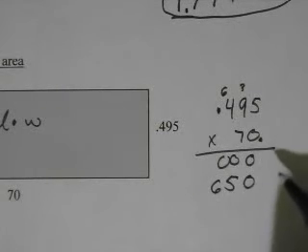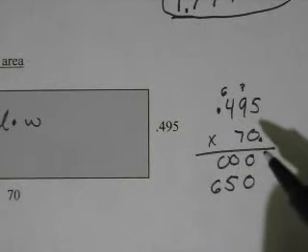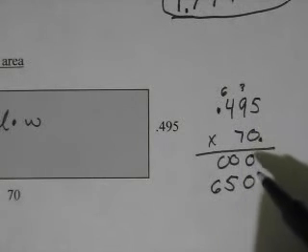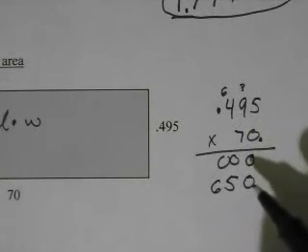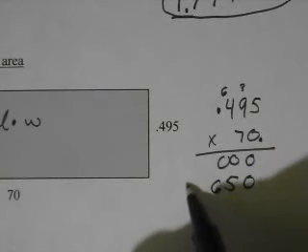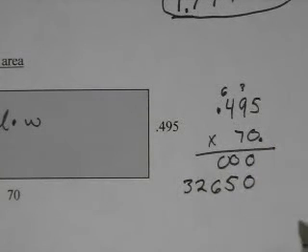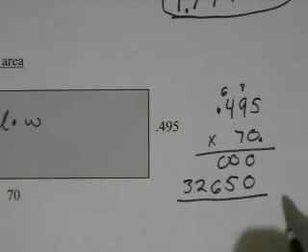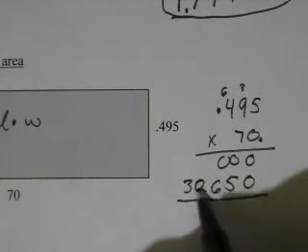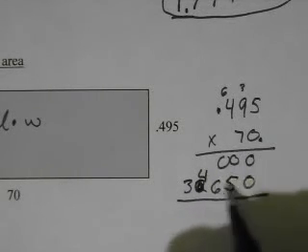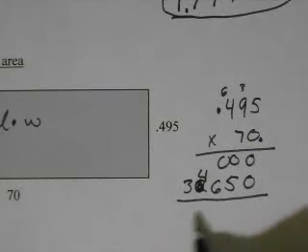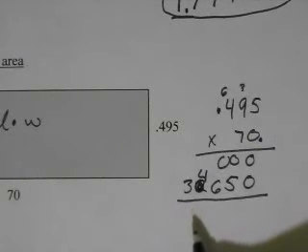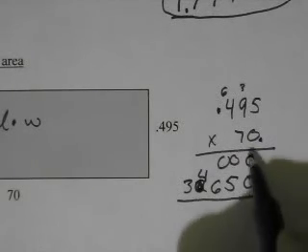7 times 4 is 28. 28 plus 6 is 34. Okay. So, add it up.